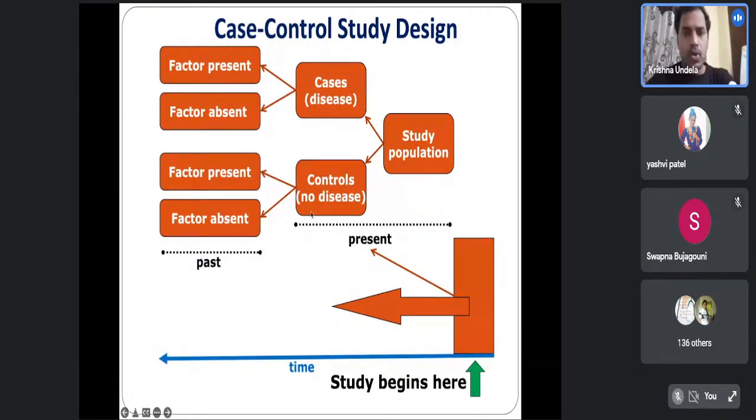So at present, we have the information on the outcome. And if you go and inquire about the past, we get the information on exposure. We need to remember, we are going backward. From today, we are going backward. That's why we call it a retrospective study. Case control study is retrospective in nature.